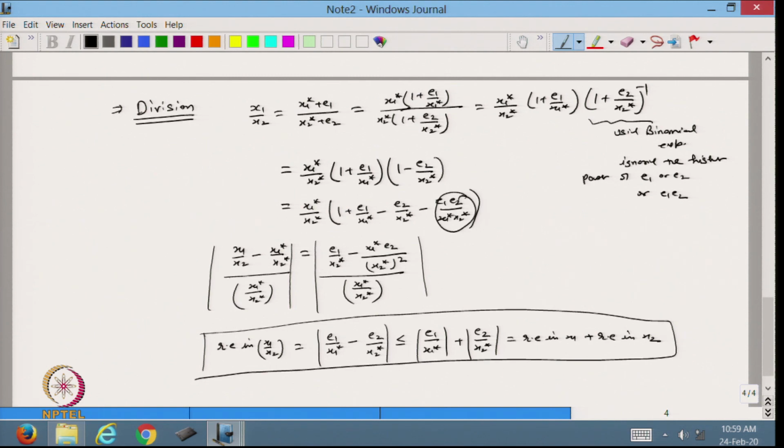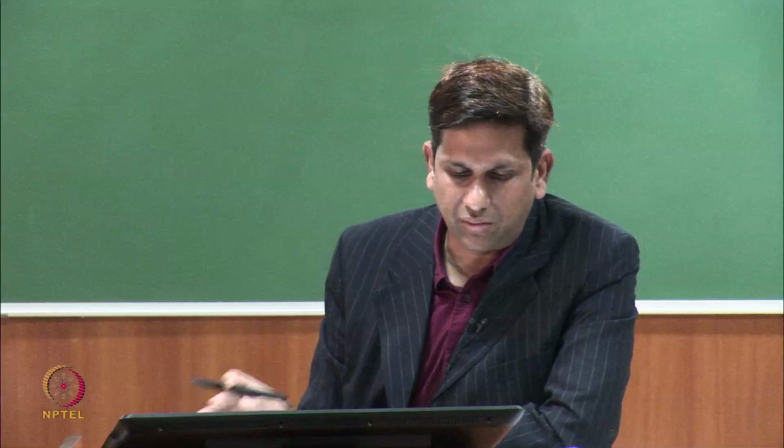So, in this way we can find the upper bounds on the relative error when we divide the number x1 by x2. These numbers always give the upper bound. The next thing we can discuss is how, when we do the calculation, the number of significant digits can be lost.